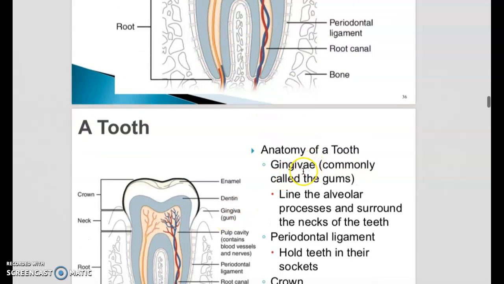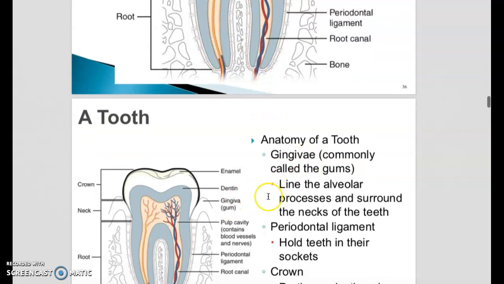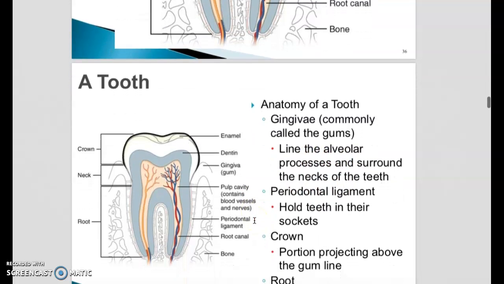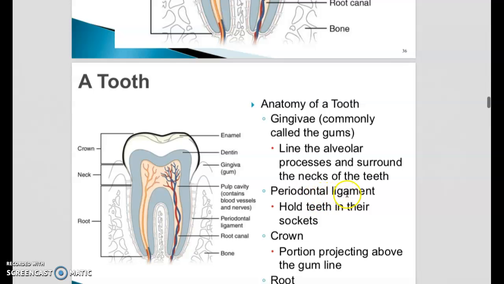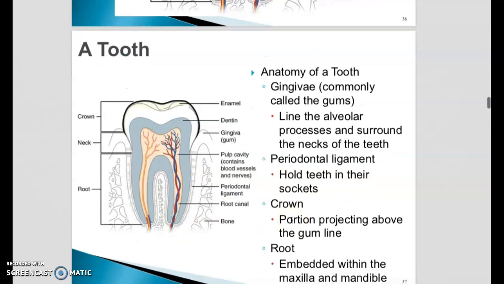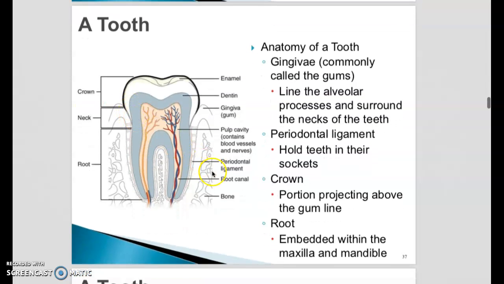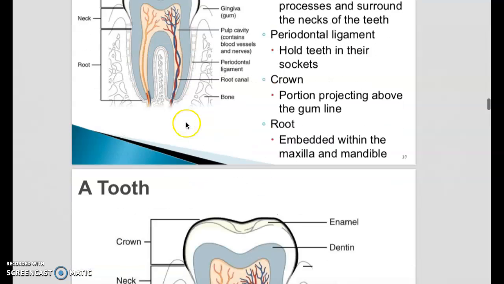The gingiva is commonly called the gums. It lines the alveolar process and surrounds the necks of the teeth. The periodontal ligament holds the teeth in the socket right over here. Then there's the crown, which projects above the gum line. And then you see the root, of course, which is embedded in the maxilla and mandible.